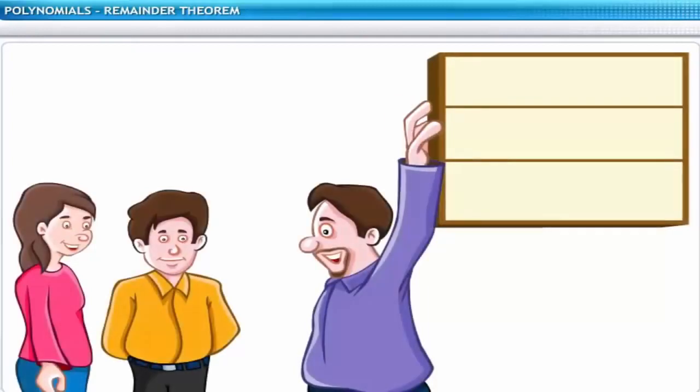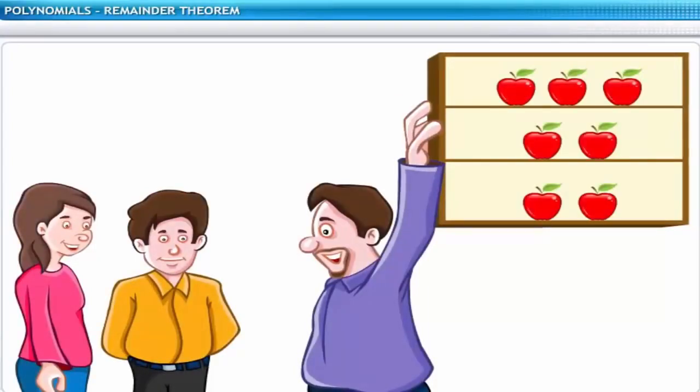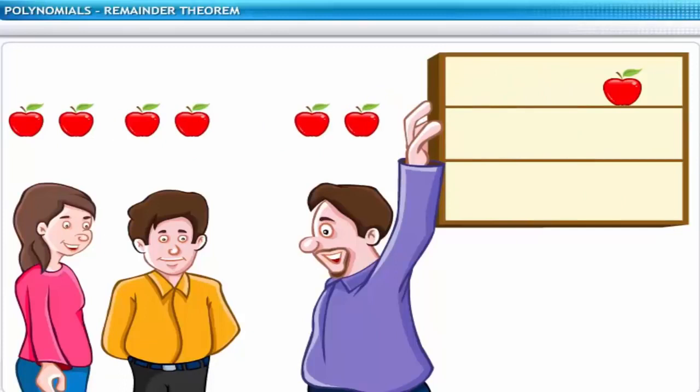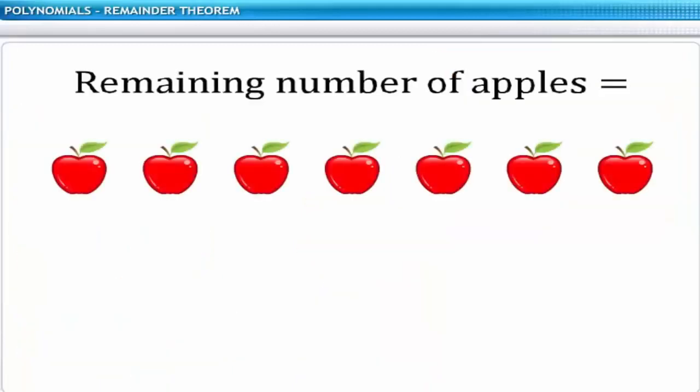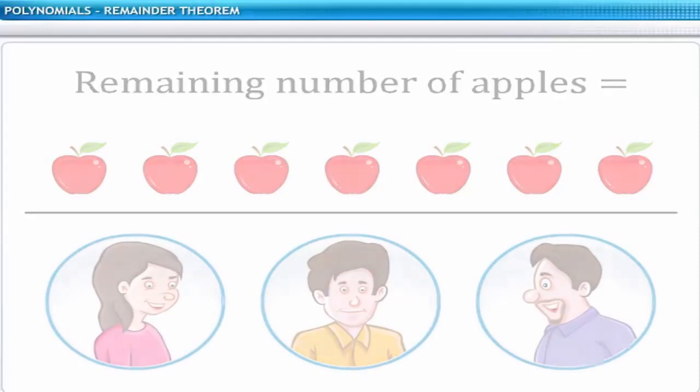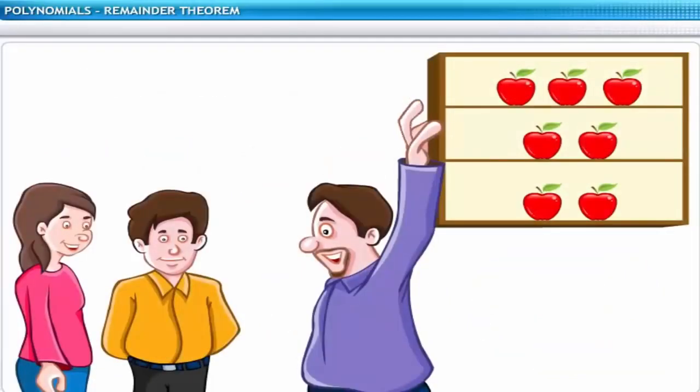Here is a simple problem that involves division. John has 7 apples. He shares the apples with his friends, JC and Jill, so that all 3 of them get an equal number of apples. How many apples remain with John? To find the remaining number of apples, you need to divide the number of apples by the number of people. You can do this through the division rule.